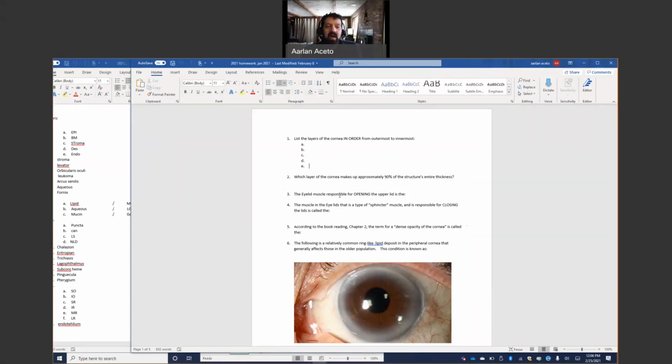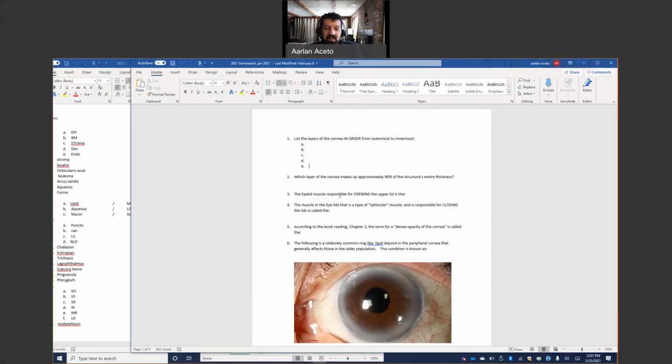The eyelid muscle responsible for opening the upper lid is the levator palpebrae superioris. I just call it the levator, but if you have the entire 3-word name, I'm okay with that too. And that's what lifts it up. You only have one on the top lid, and it lifts it up.